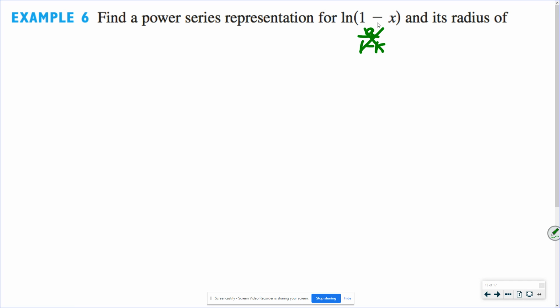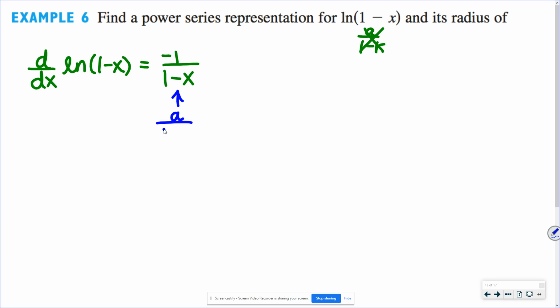Well, what if we took the derivative? Wouldn't the derivative of ln be something kind of like that? What's the derivative of ln of 1 minus x? It would be 1 over 1 minus x times the derivative of the inside, which would be -1. So I'll just make a -1 on the top. Now, is this something we could write a series for? This is, because this is in the format a over 1 minus r.